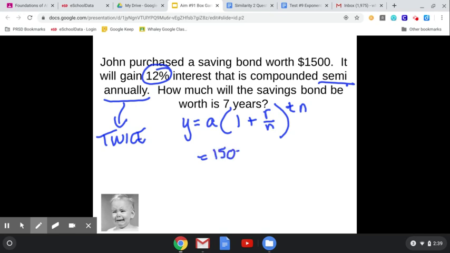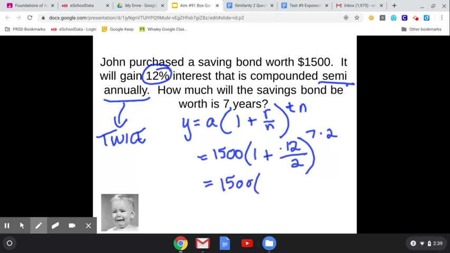1,500 is how much he starts with. The r value is 0.12. The n, as we said before, is 2. The time is 7 years. Now, before I do anything else, I do a little bit of the math here. 0.12 divided by 2 is 0.06. And 1 plus 0.06 is 1.06. 7 times 2 is 14. So I like to at least do that much math before I go ahead and type this into my calculator.